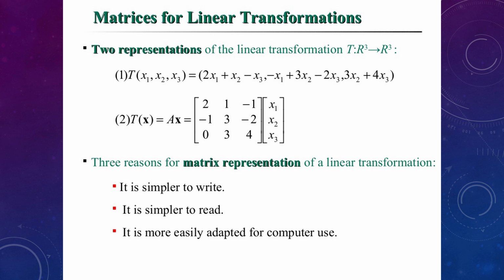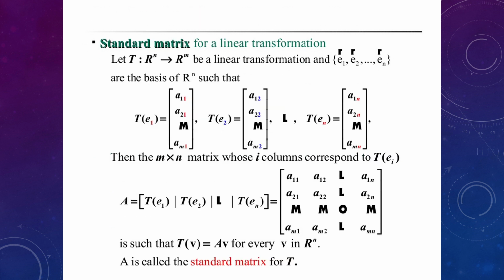Matrices for linear transformations. Two representations of the linear transformation T such that R3 to R3, such that T(x1, x2, x3) equals (2x1 plus x2 minus x3, minus x1 plus ...).